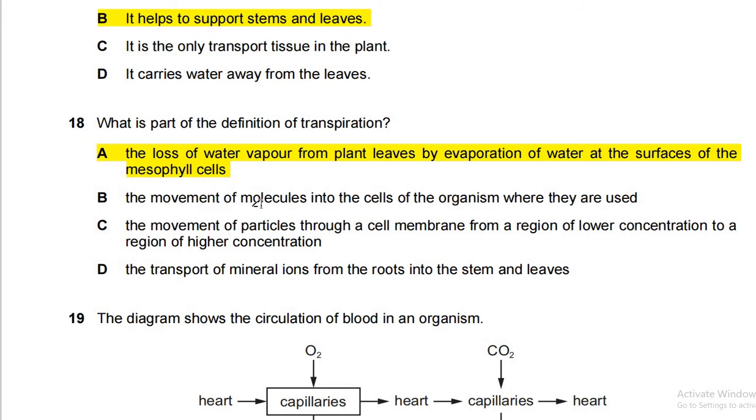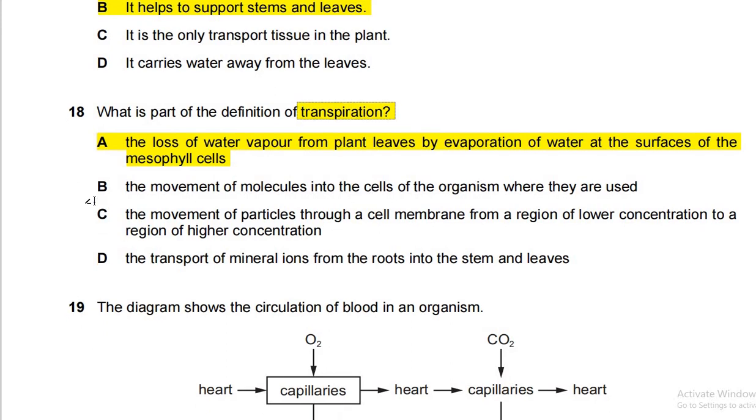If you check out B, the movement of molecules into the cells of the organism, that's not it. The movement of particles from a region of lower concentration, this is definitely diffusion. The transport of mineral ions from the roots into the stem is active transport. But they're asking about transpiration, and transpiration is always to do with water vapor. None of these mention water vapor, so it's got to be A. One key term: transpiration, water vapor.